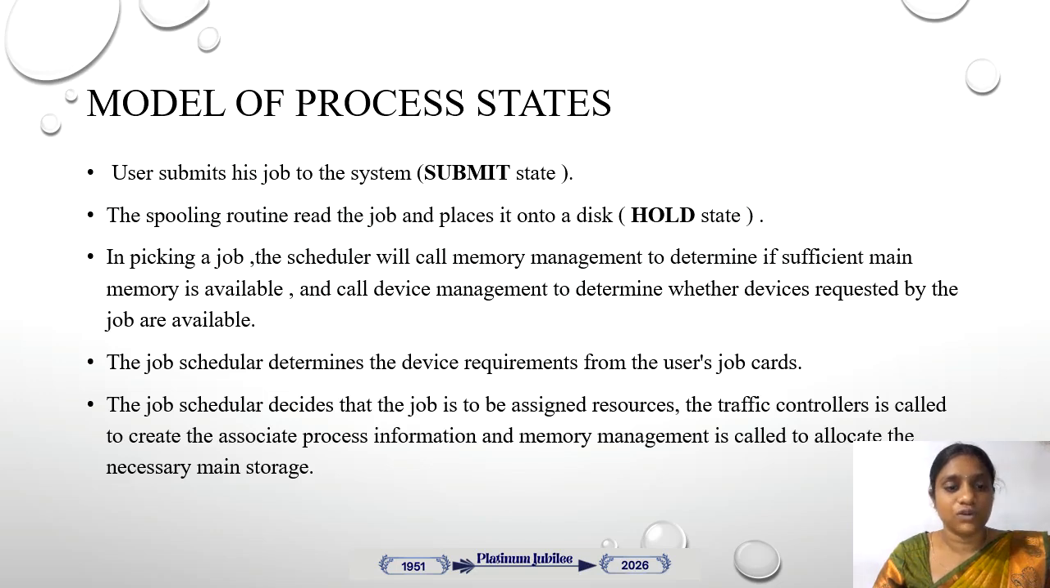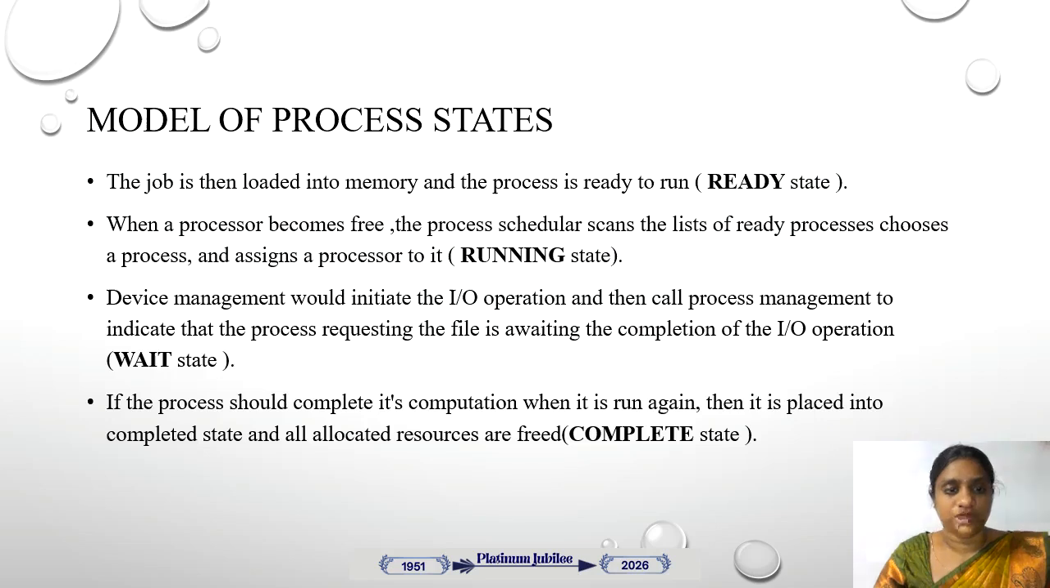The traffic controller is called to create the associated process information, and memory management allocates the necessary main storage. The job is then loaded into memory, and the process is ready to run; this is called the ready state. When a processor becomes free, the process scheduler scans the list of ready processes, chooses a process and assigns it to a processor, which is the running state.